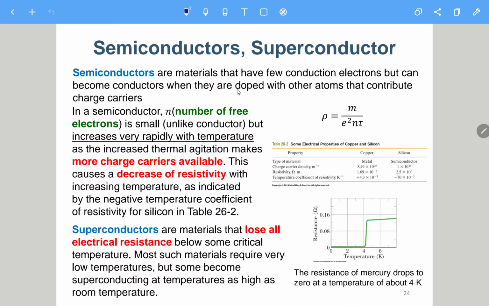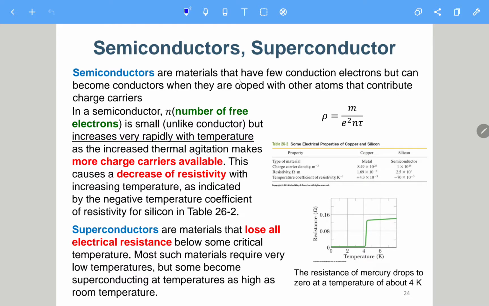Okay. So here we will briefly talk about the semiconductor and superconductor. Actually we will not see it anymore, but just some introduction. So the semiconductors are materials, usually silicon or germanium, something like that. Just the middle part of the periodic table.